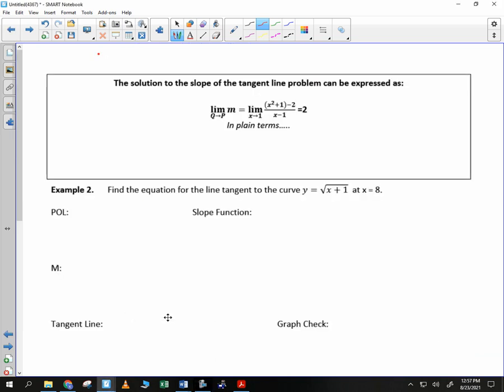Today you want to be able to learn what limits are about. If you flip it over, it says the solution to the slope of the tangent line problem can be expressed as this.